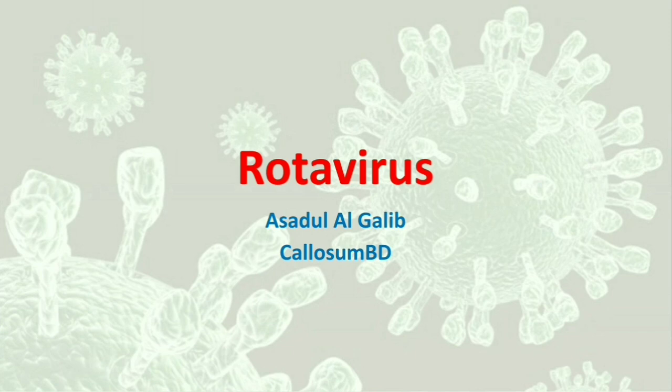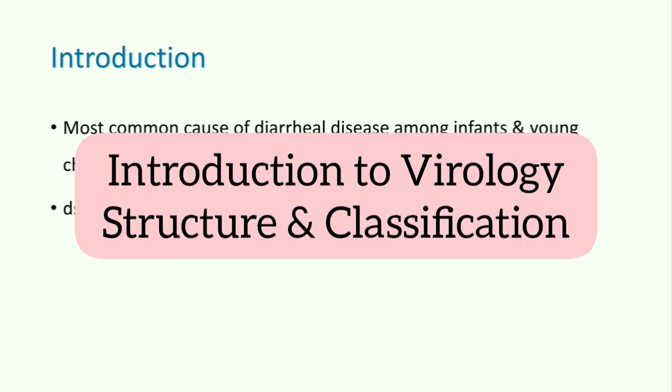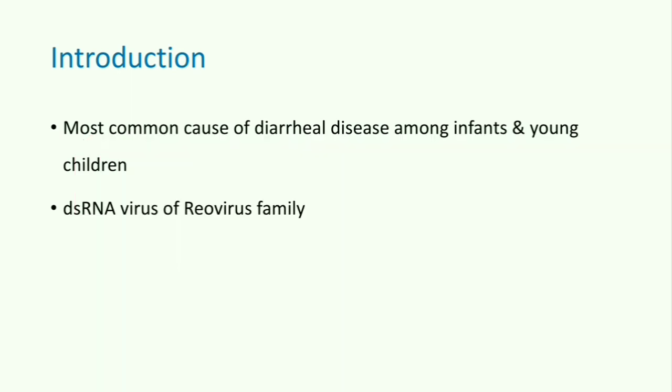Rotavirus is the most common cause of diarrhea in infants and young children. Nearly every child in the world is infected with rotavirus at least once by the age of 5. Rotavirus is a double-stranded RNA virus of the reovirus family. To know more about the classification of viruses, watch my video on Introduction to Virology, Structure and Classification. Link is given in the description box below.